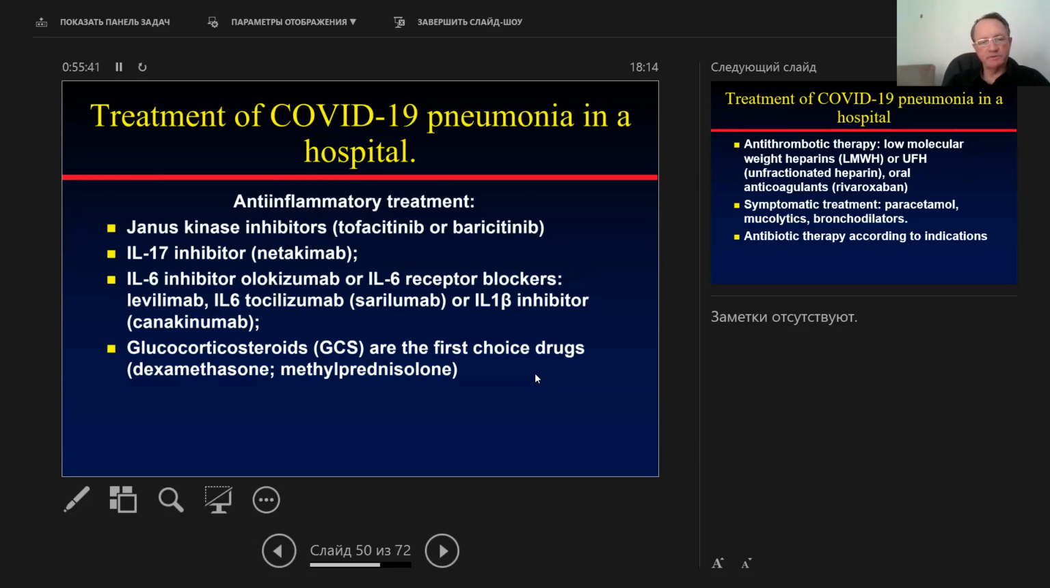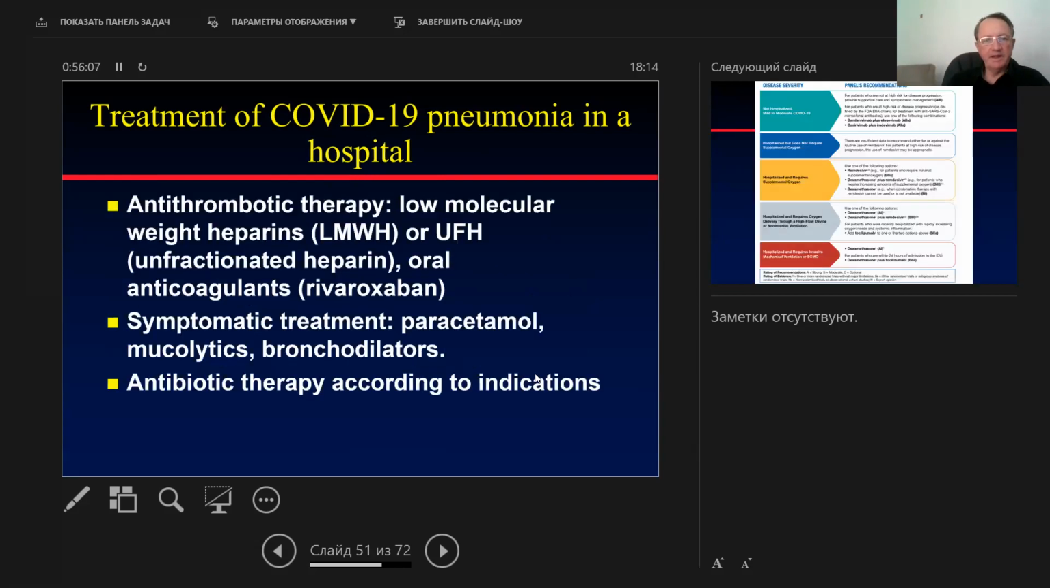And glucocorticosteroids are the first choice drugs for all hospitalized patients. But according to the national recommendation of the Ministry of Health, we should not recommend corticosteroids to patients in an outpatient setting. Antithrombotic therapy in hospital: we use low molecular weight heparin and unfractionated heparin, oral anticoagulants, including rivaroxaban.